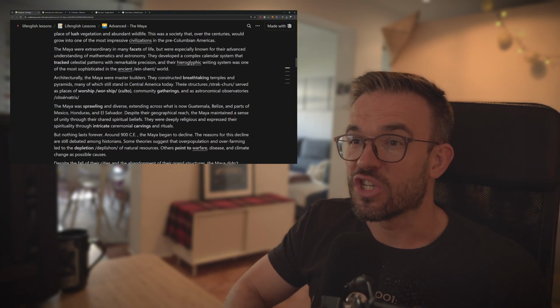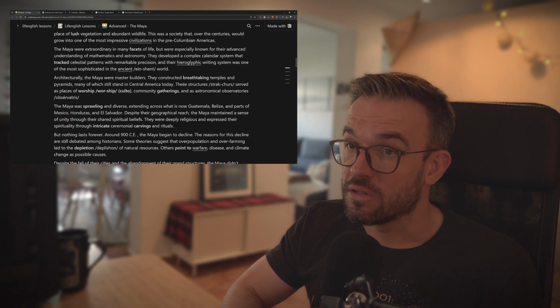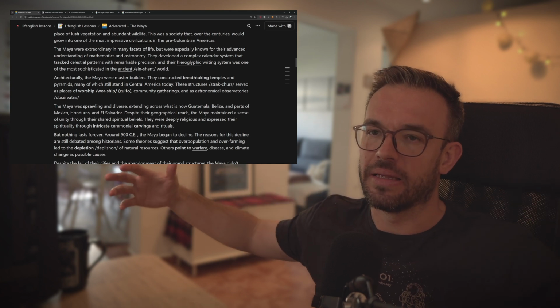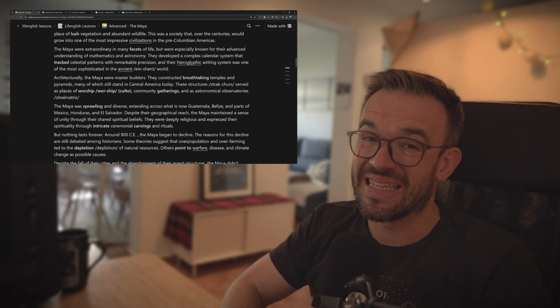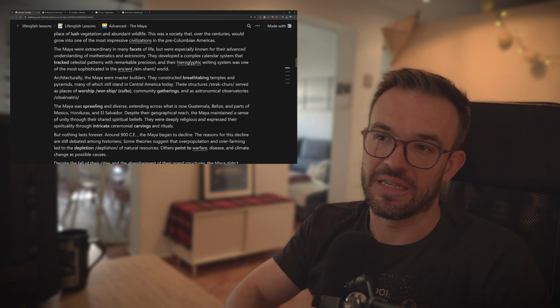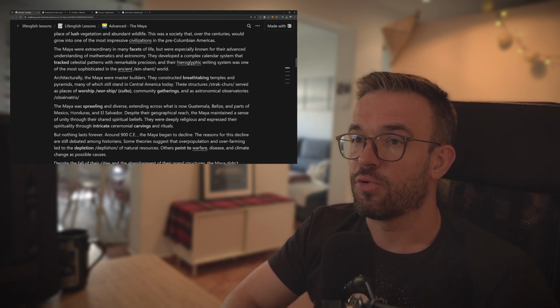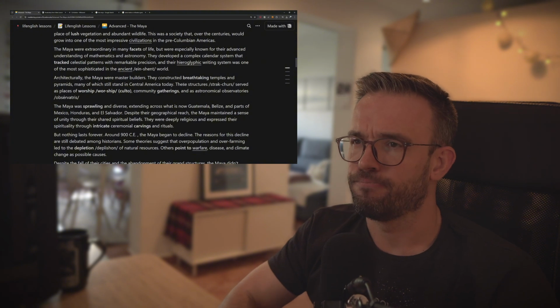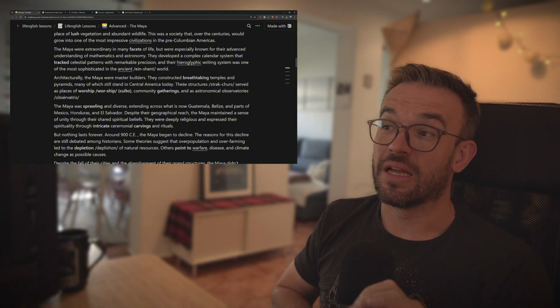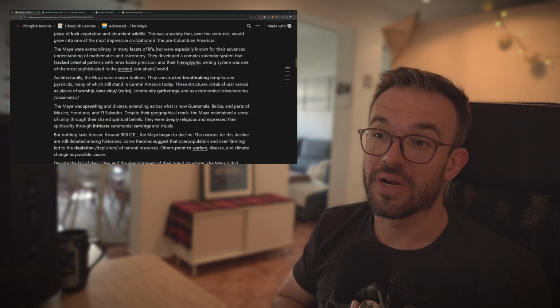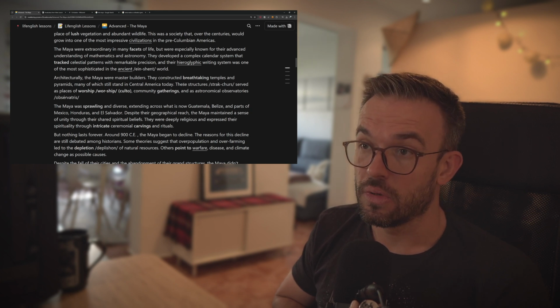The Maya was sprawling and diverse. Sprawling means that it was growing, it was expanding. It was a sprawling city or a sprawling civilization in this case. And diverse, que era diverso, ¿vale? Sprawling, que se extiende, que crece. Extending across what is now Guatemala, Belize, and parts of Mexico, Honduras, and El Salvador.